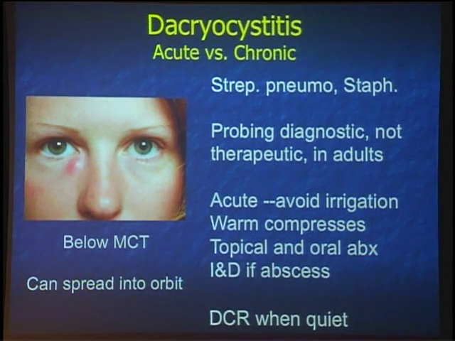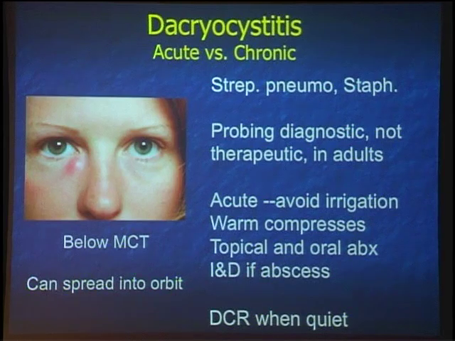Not surprising. They talk about probing being diagnostic, but I don't recommend probing. These patients are very tender. I don't probe the nasolacrimal duct in adults in any circumstance. But again, you'll see this below the medial canthal tendon. Here's the medial canthal tendon. In the acute case, no irrigation. You just treat them with warm compresses, topical and oral antibiotics. Treat it like a preseptal cellulitis, basically.